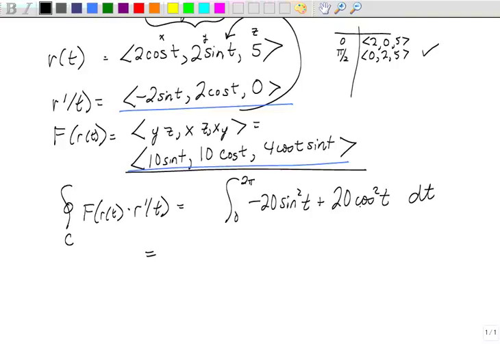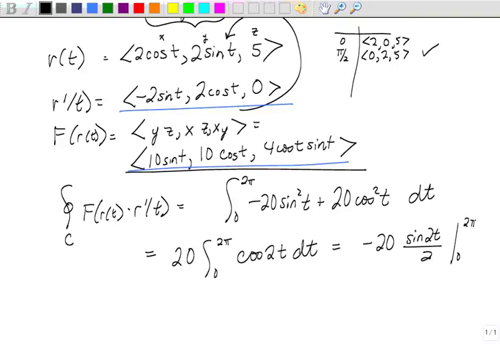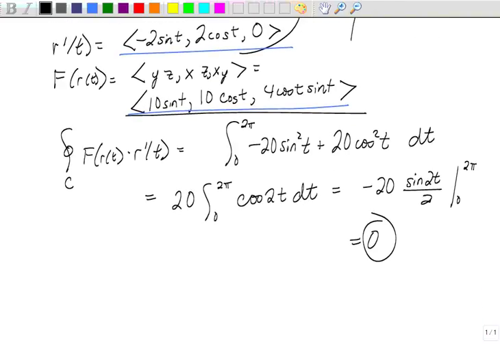That's cosine squared minus sine squared, which is the double angle formula for cosine. So when we integrate that, we get minus 20 sine 2t over 2, from 0 to 2 pi, and that gives us 0. Okay.